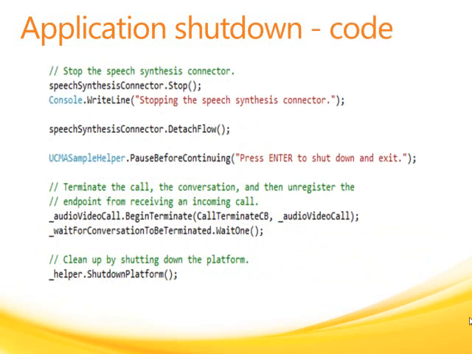This slide shows some of the code that is used for shutting down the application. A keen-eyed observer might notice that the code shown here 1. stops the speech synthesis connector, 2. detaches the flow, 3. terminates the call, and 6. shuts down the platform using the ShutdownPlatform helper method in UCMASampleHelper.cs.